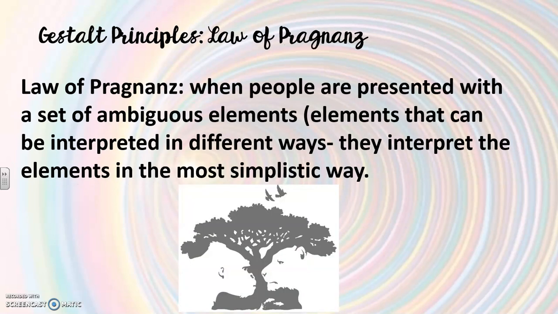Law of Prägnanz. This is when people are presented with a set of ambiguous elements. We can interpret them in different ways. But we look at them in the most simplistic way first. So if you just close your eyes and open them just barely so you're squinting, all you can really see is a tree. But then if you open your eyes fully, you guys see that this is so much more. You see the animals, the fish at the bottom with the water. It's a pretty cool image.